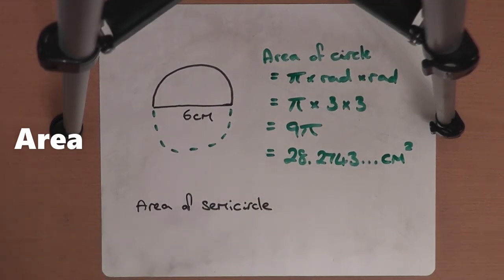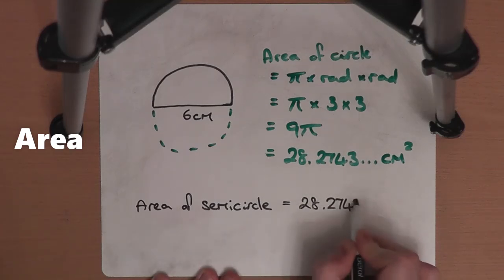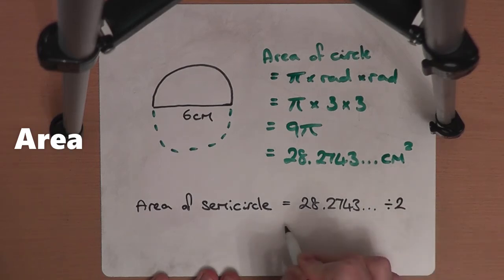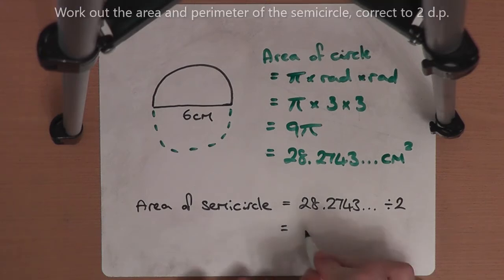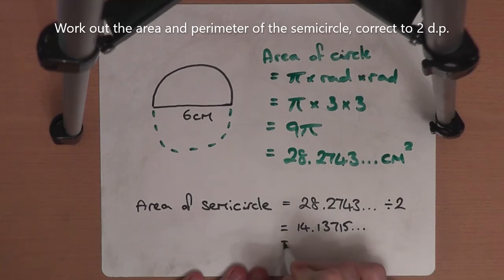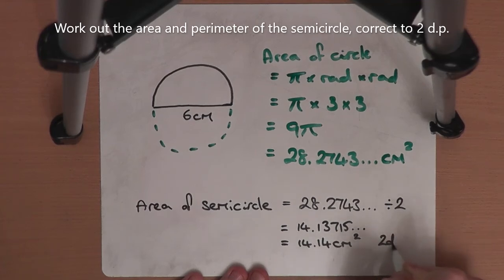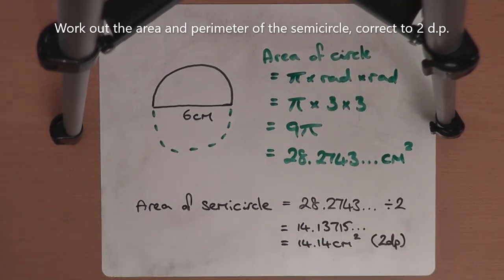Well, if the semicircle is half of the circle, then half of the area must be contained in that semicircle. Therefore, all we need to do is take that area and divide it by 2. 28.2743... divided by 2 is 14.13715, or 14.14 centimetres squared if we round to 2 decimal places. And we have worked out the area of the semicircle.